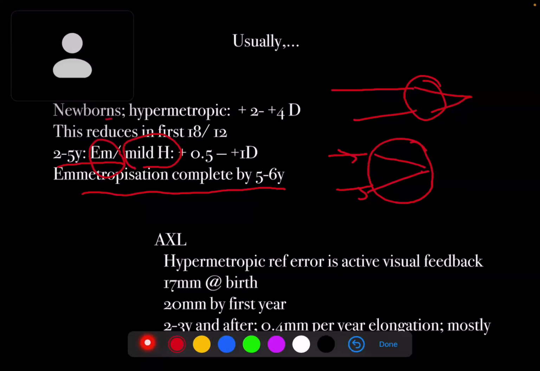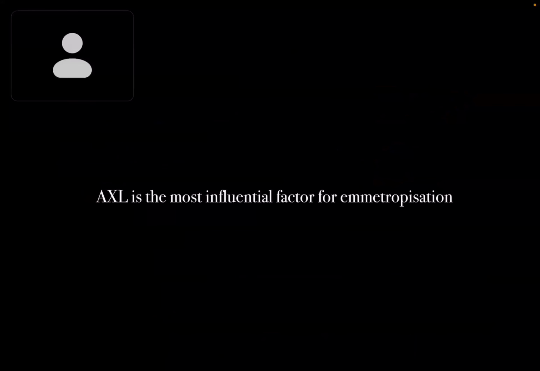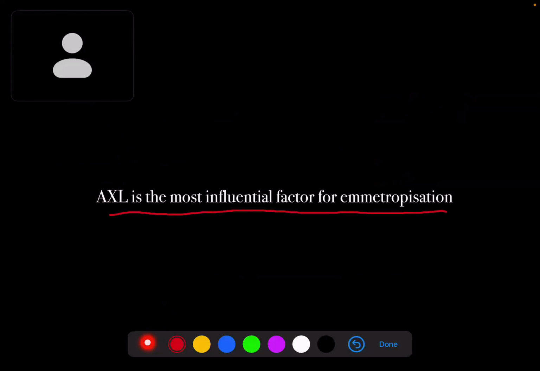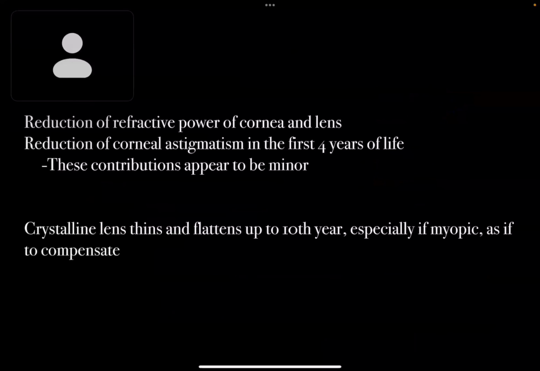This hypermetropia at birth is the stimulus for the eye to develop, grow larger and larger. Gradually it becomes longer, and by around 2 to 3 years, it's usually normal. So most importantly, axial length is the most important factor for refraction, and there are so many factors that will work to make it change from the normal pattern.